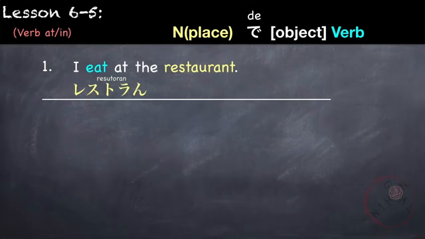So our noun is restaurant and our verb is eat. Restaurant followed by the particle de, because this is where the action is happening or the action happens. And then the verb eat, tabemasu. Restaurant de tabemasu.